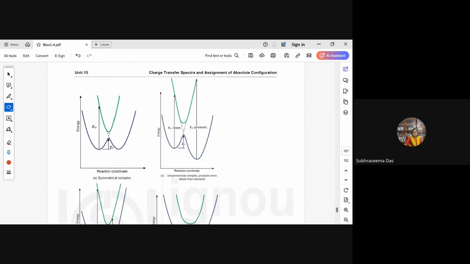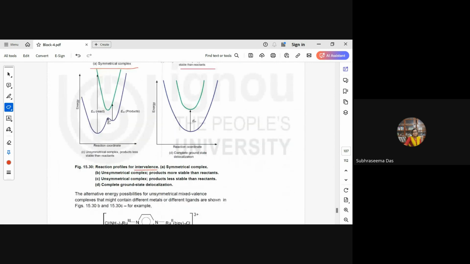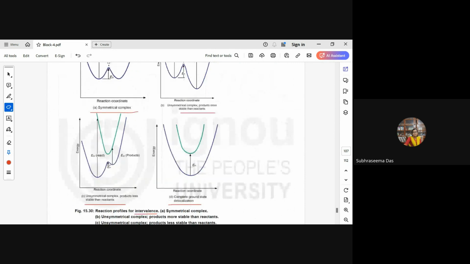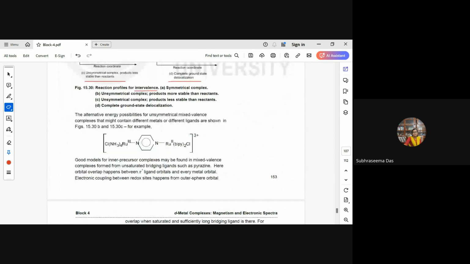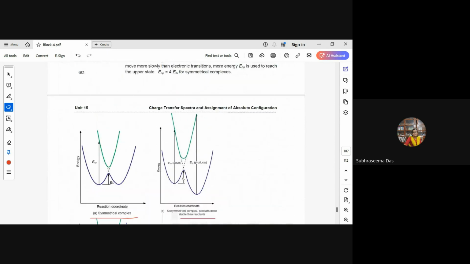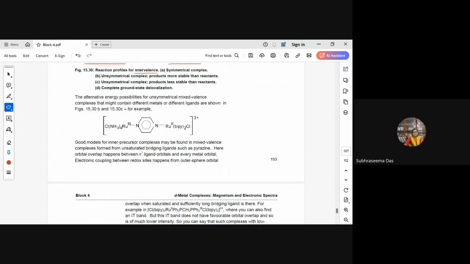Here it is for a symmetrical complex. This spectrum indicates an unsymmetrical complex where the products are more stable than the reactants. This is the spectrum for an unsymmetrical complex where the products are less stable, and this is for a total ground state spectrum, which is represented like this. So this is how we represent IT spectra, that is, intervalence spectra. The alternative energy possibilities for unsymmetrical mixed valence complexes have been shown here.